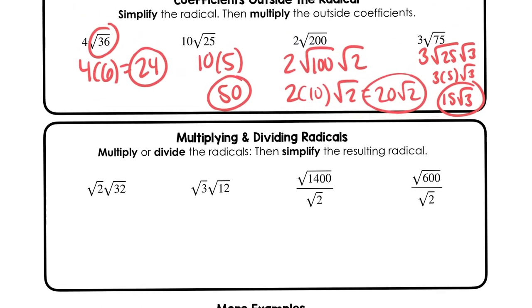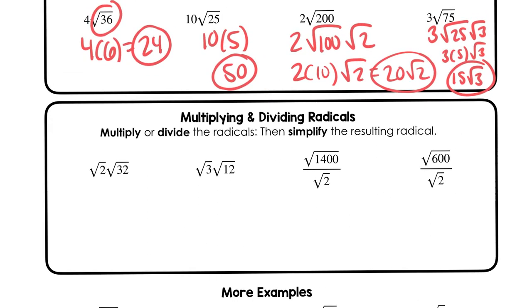We probably won't fill those all out, but I will upload them on Google Classroom later. So here we're multiplying and dividing radicals. Remember, radicals just mean roots. So we have square root 2 times square root 32. Since they're both square roots, we can put them underneath the same square root symbol. So we have square root 64, because 2 times 32 is 64. The square root of 64 is 8.